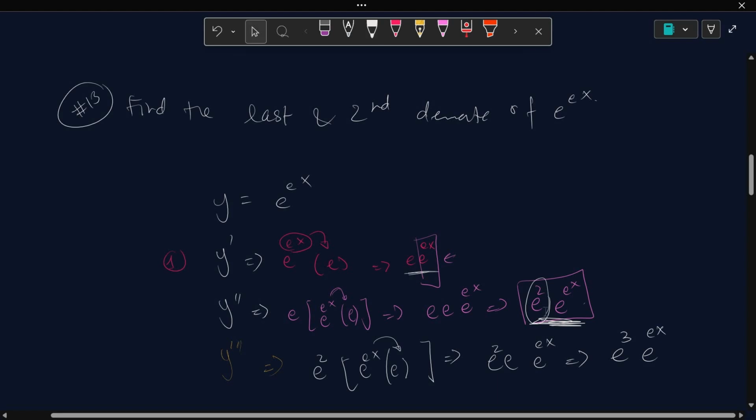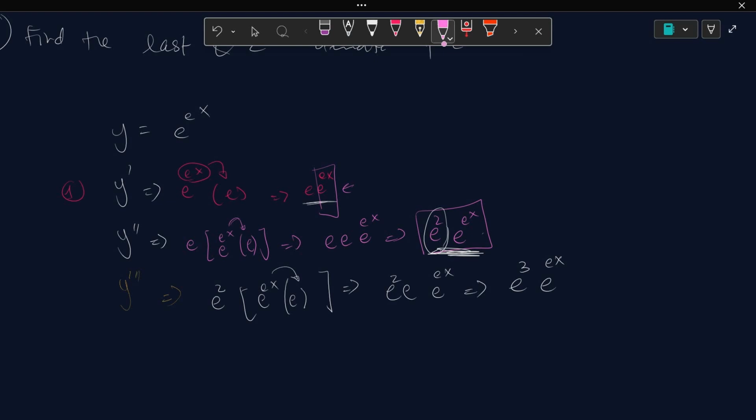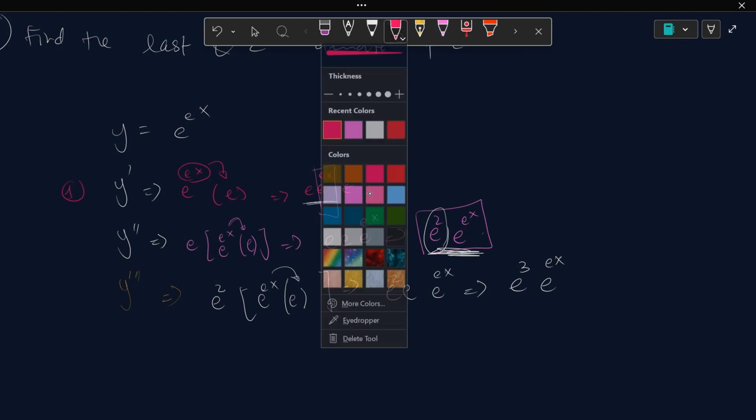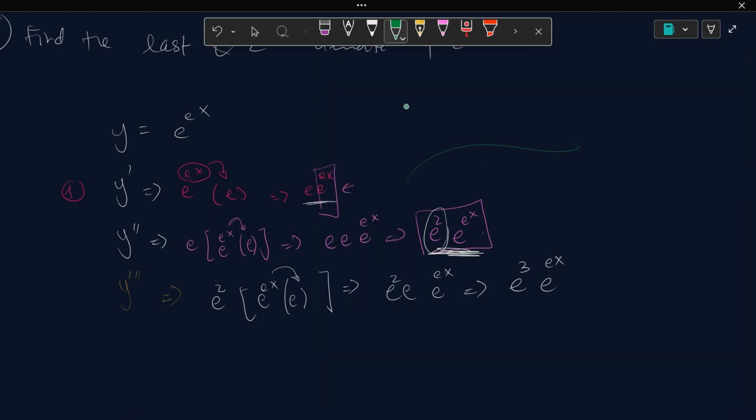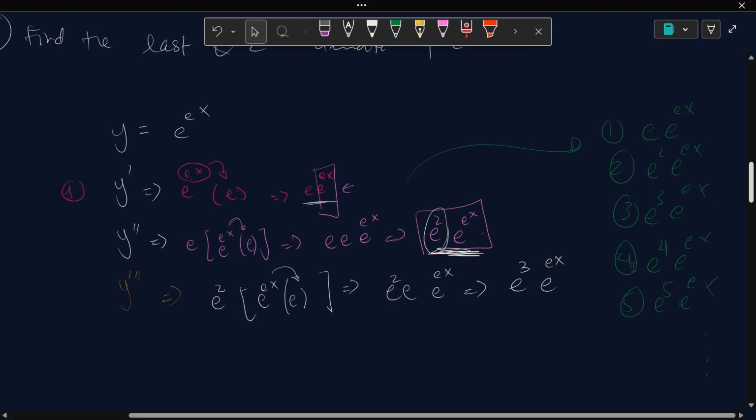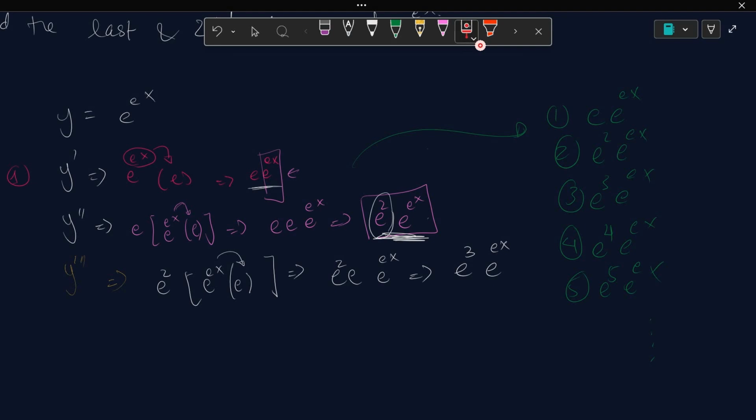So you guys are trying to see the pattern that we are getting. I'm just going to change colors, let's say green. For the first derivative, we got e times e to the e^x. For the second, we get e squared times e to the e^x. For the third one, we're getting e cubed times e to the e^x. For the fourth one, what should you get? e to the power 4 times e to the e^x. For the fifth, e to the 5 times e to the e^x. So you guys are starting to see the pattern. Whatever derivative you're taking, that is going to be your exponent right over here.